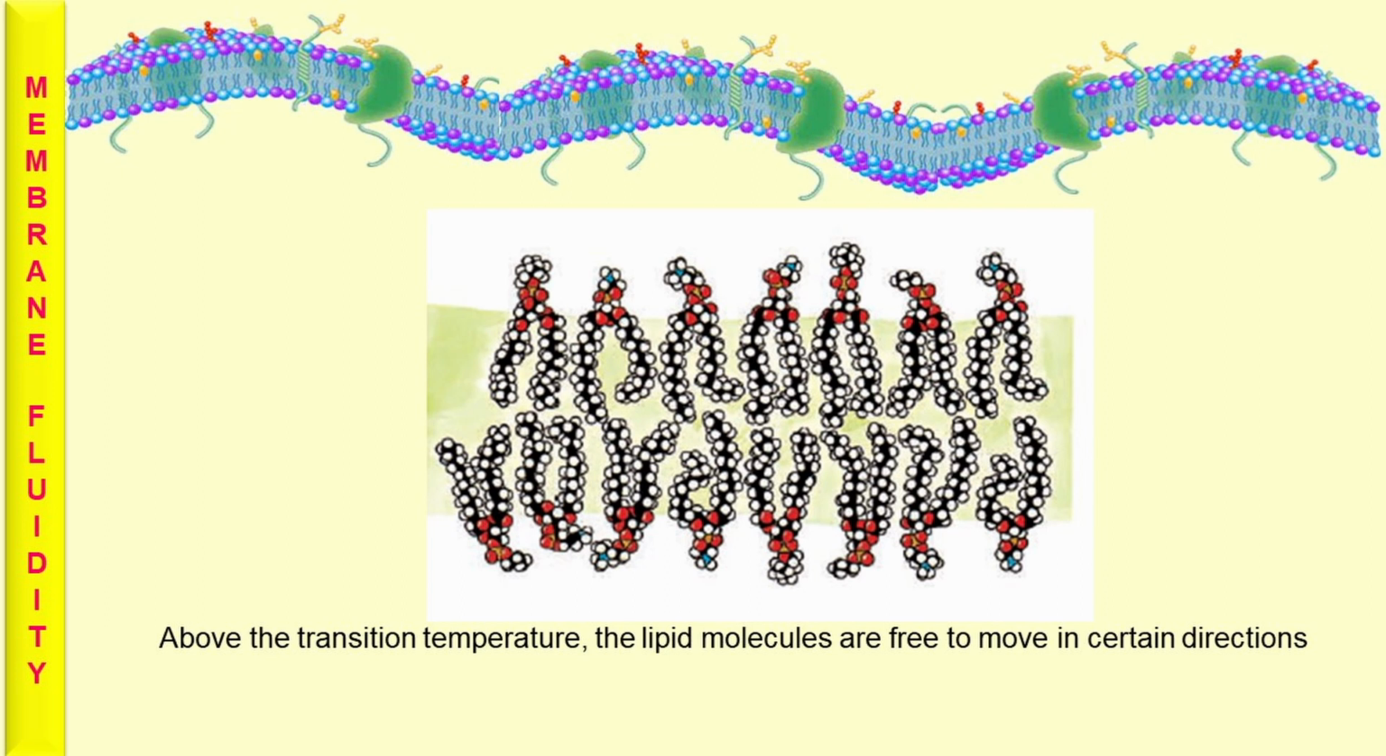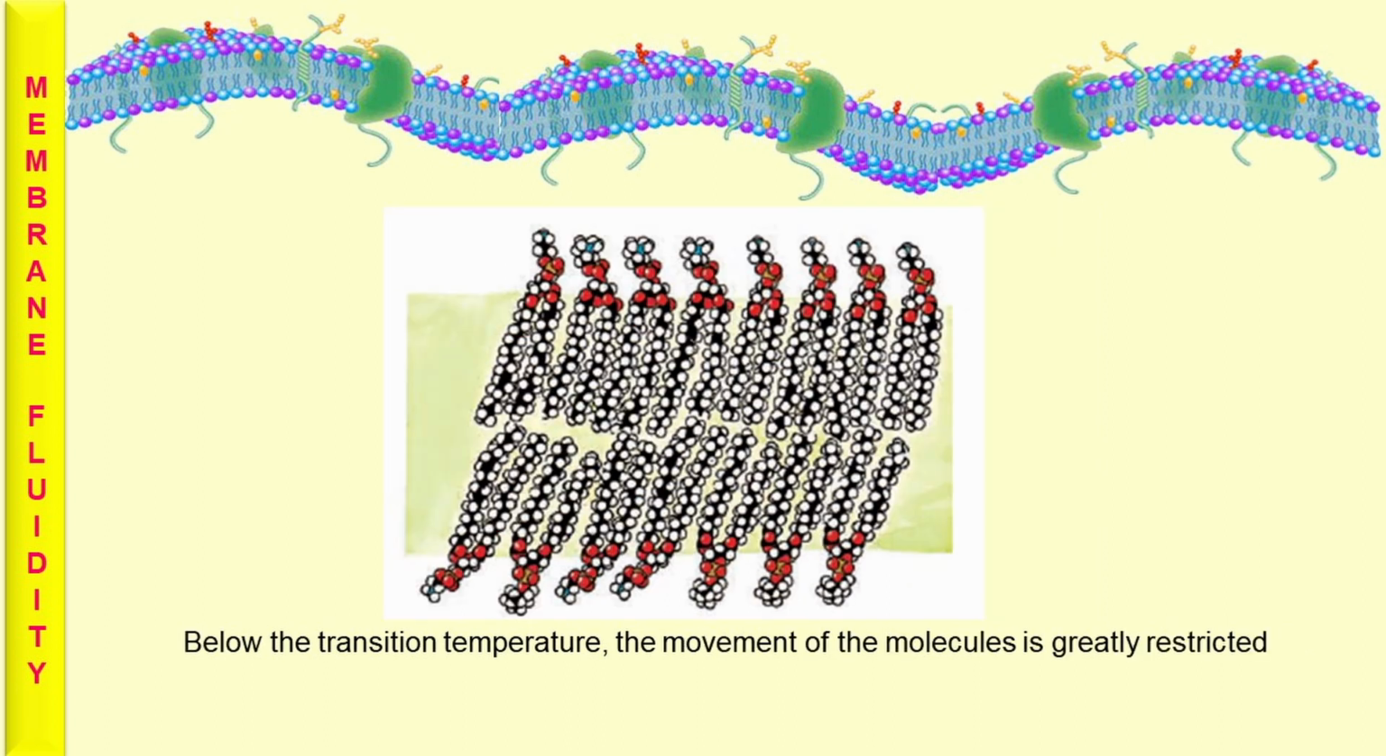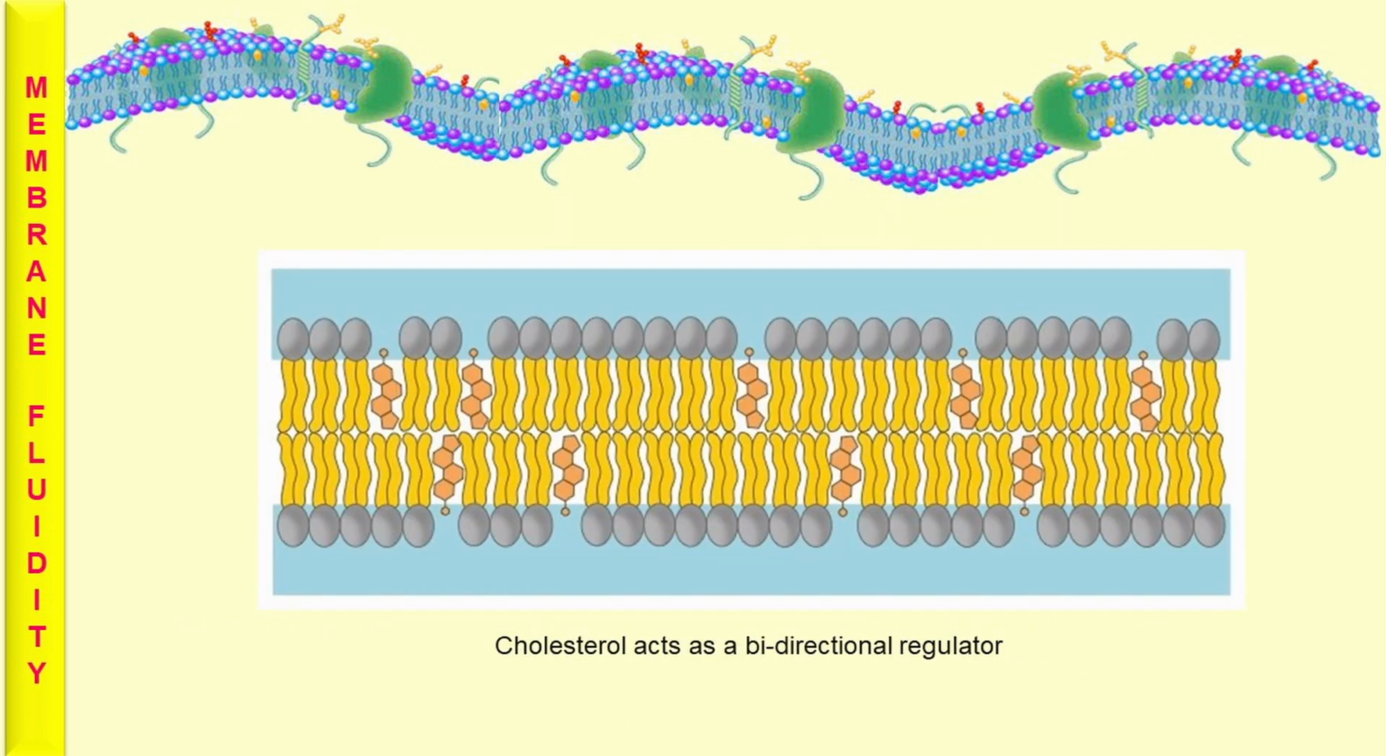If the temperature is slowly lowered, a point is reached where the bilayer distinctly changes. The lipid is converted from a liquid crystalline phase to a frozen crystalline gel in which the movement of the phospholipid fatty acid chains is greatly restricted. And the temperature at which the change occurs is called the transition temperature.